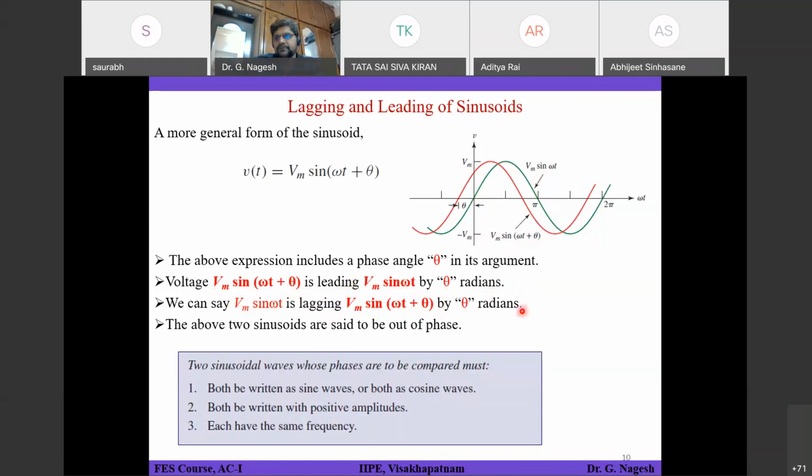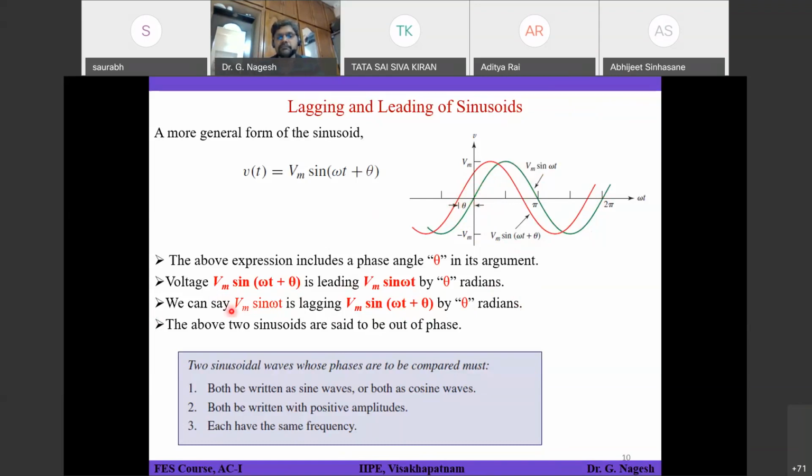If one waveform is ahead of another waveform, then we call the first one leading with respect to the second one. Right. If you see here, the red color waveform Vm sin of omega t plus theta is leading Vm sin of omega t by theta radians. So this red color waveform is leading the green color waveform Vm sin of omega t by theta radians.